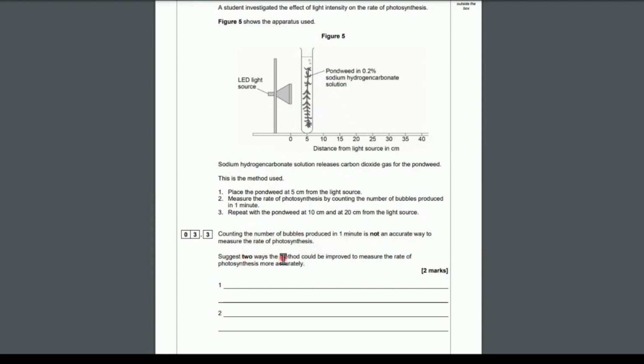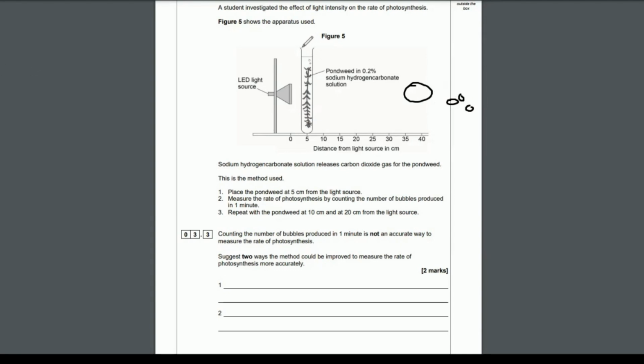Counting the number of bubbles produced in 1 minute is not an accurate way to measure the rate of photosynthesis. Suggest two ways that we can actually measure the rate of photosynthesis more accurately. So if we want to measure the rate more accurately, you might know that bubbles are pretty rubbish, right? Why is counting bubbles not very accurate? Well, here's a bubble. The fact that one plant gives off that bubble and another plant gives off these three bubbles, which one is photosynthesizing more? We can't really tell because the bubbles are all different sizes. You might say, oh, that gave off 3 bubbles, but look, all 3 added together aren't as big as that bubble. So it doesn't take into account different sizes of bubbles.